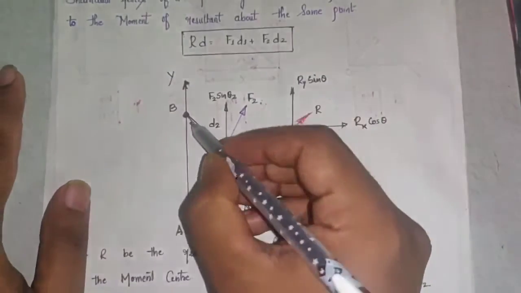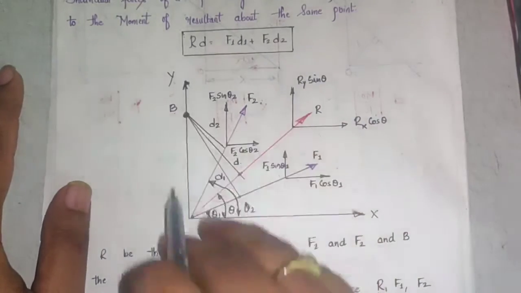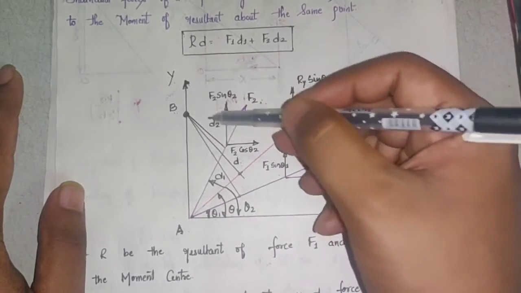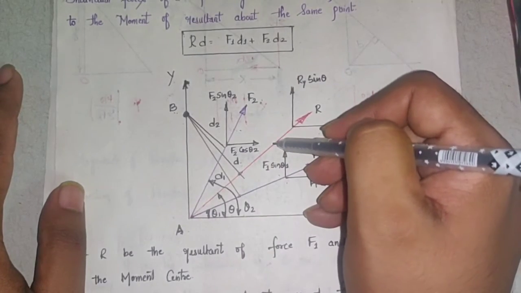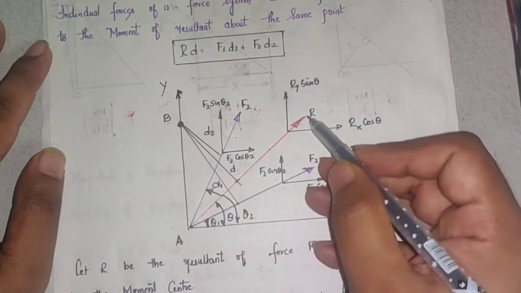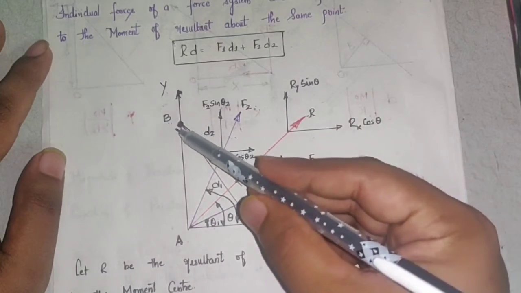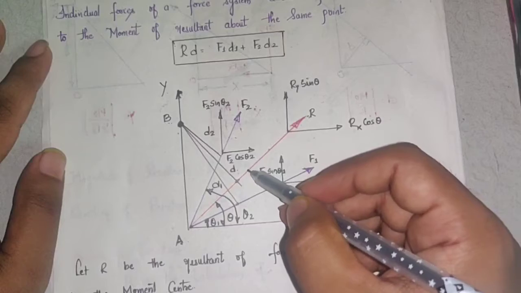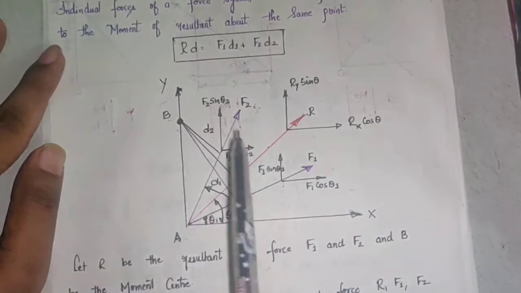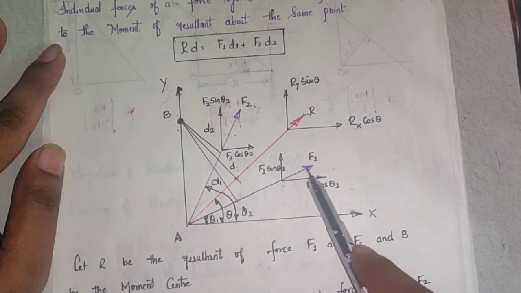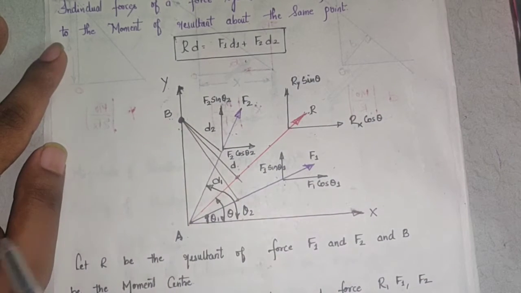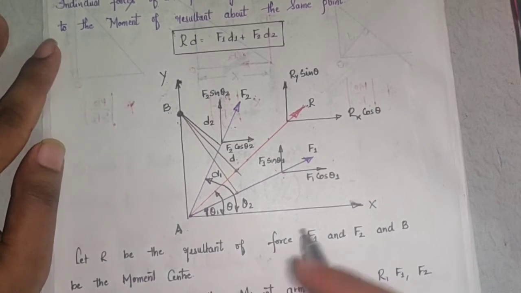Now if I mark an imaginary point B here on the y-axis, and from this point B I take the perpendicular distances of these two forces and the resultant, then Varignon's theorem says that the moment of the resultant R about point B will be the same as the moment of forces F1 and F2 added together about the same point B. Now how will that be proved?